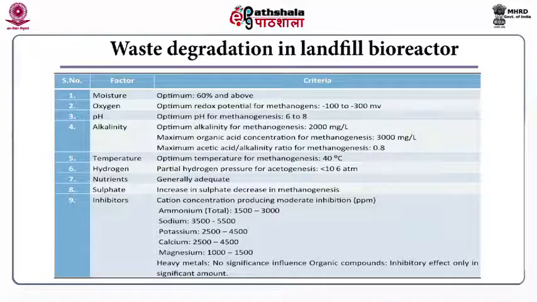If you talk about temperature, the optimum temperature especially for methanogenesis is 40 degrees Celsius. Hydrogen should have a partial pressure of less than 10^-6 atmosphere for acetogenesis. You should have adequate nutrients, and sulfate salts should be there because sulfate salts generally decrease during the process of methanogenesis. So, optimum sulfate salts should be there to accelerate the process. Certain inhibitors should be avoided if you expect proper waste degradation in the landfill bioreactor. They can be ammonia, sodium, potassium, calcium, magnesium and other heavy metals.